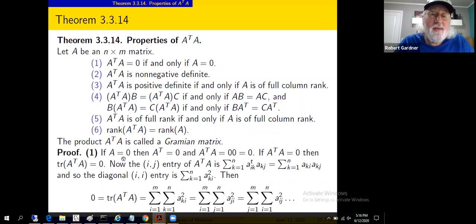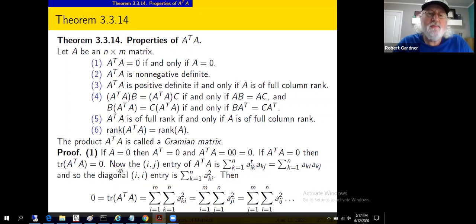Well, if A is a zero matrix, so is A transpose. The product is a zero matrix. How about the other half? Suppose A transpose A equals the zero matrix. Then the trace of A transpose A is 0. Sum of the diagonal entries. By the way, A transpose A is a square matrix. It's m by m, isn't it? Yeah, it's m by m with the dimensions we were given.